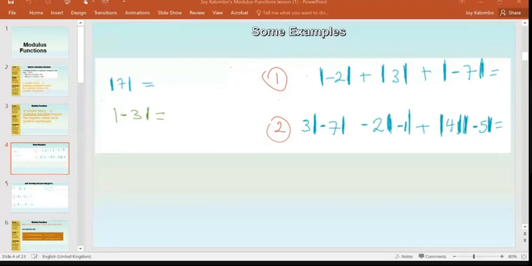Wait, sir. This might be a stupid question, but with modulus functions, does it go under like second A level pure? Does it go under what, sorry? Does it go under pure? Is it pure? Okay.